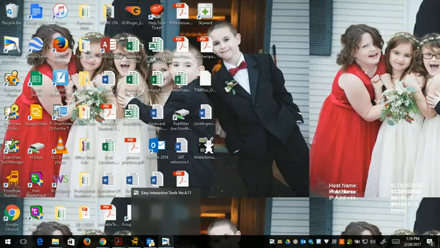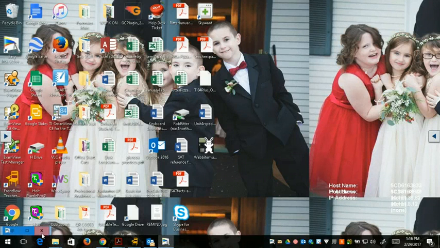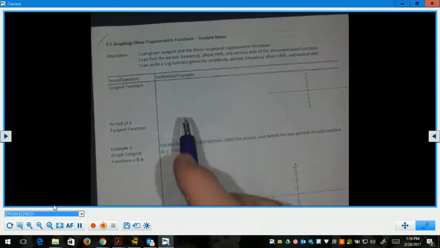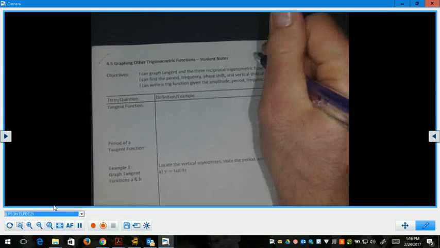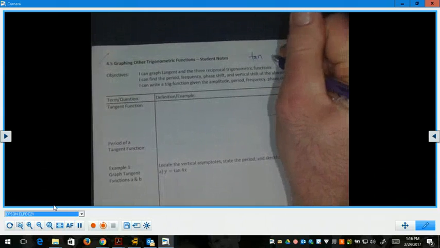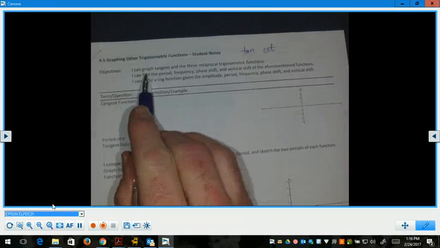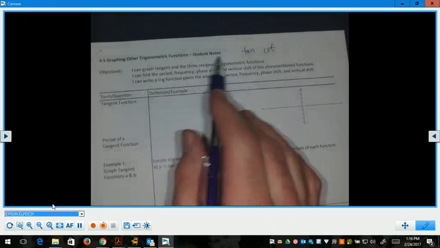All right, so the learning targets for this lesson are that you can graph. Today our focus is going to be on tangent and a little bit on cotangent, but mostly tangent. But cotangent and tangent work the same way. They're like a reflection over the x-axis. So can you graph tangent and cotangent?